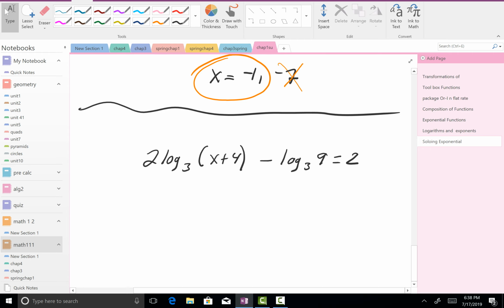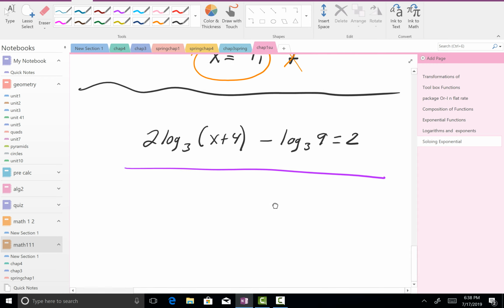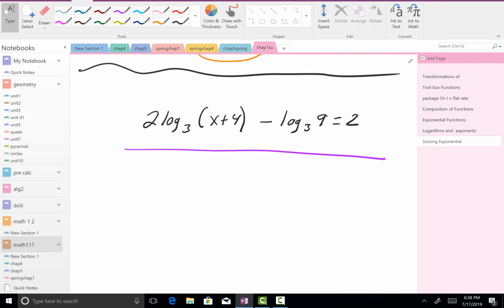Okay, so let's look at this one. So how are we going to rewrite this thing using the properties of logarithms? What's it going to look like? Let's see if we can work through it. I know I'm going to have this. Well, what am I going to take? What is this end result going to be for the log?